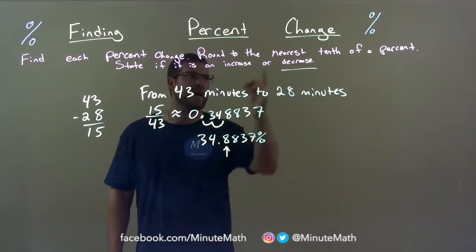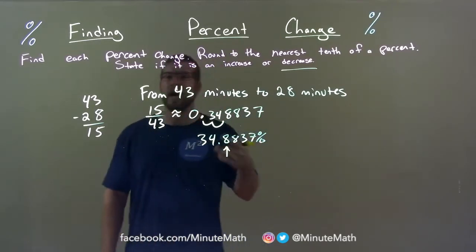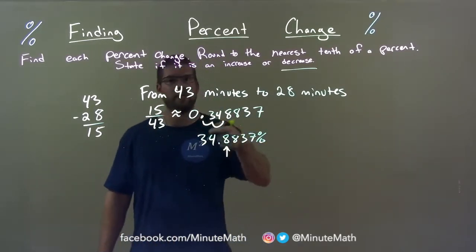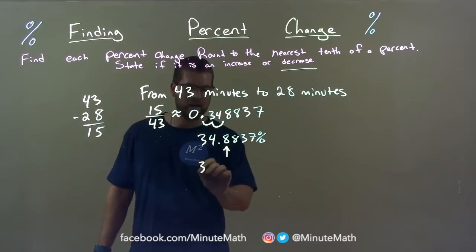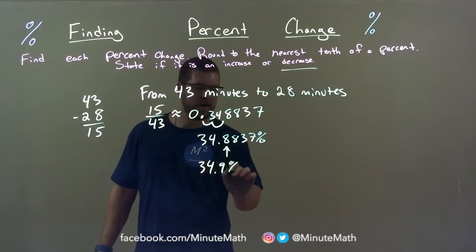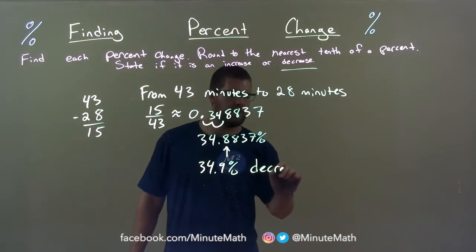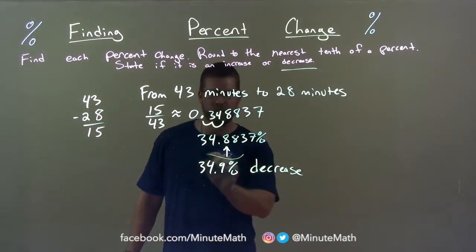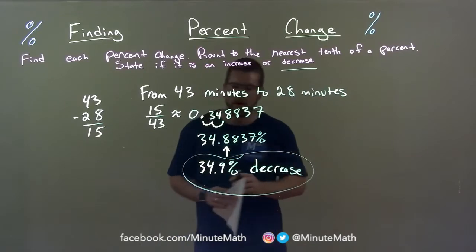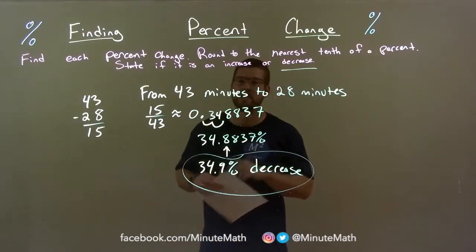We got to round this, right? Look at the 8, the tenths spot right there. To the right, we have another 8. That 8 makes the first 8 go up to a 9. 34.9%. We already said we have a decrease right here. Decrease, and so our answer is just 34.9% decrease.